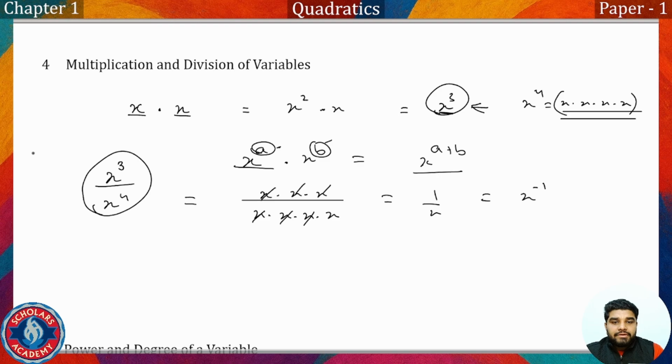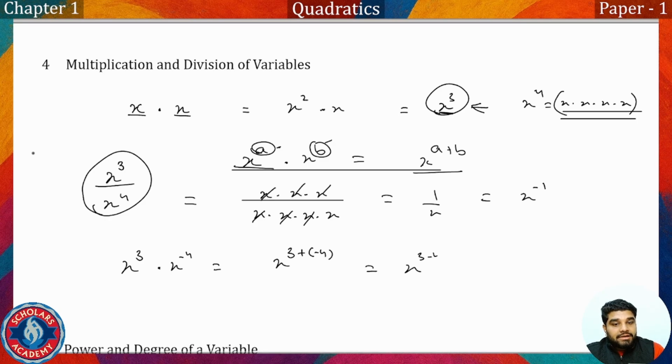This is the normal way of doing it, but we can't do this every time. So it's better to do what? Take x to the power 3 and shift this x to the power 4 to the numerator, and we'll change the power to -4. So x to the power -4. This will leave us, by applying again this formula, x to the power 3 plus -4, which gives x to the power 3 minus 4, which is x to the power -1. Okay, I hope this is clear. Multiplication and division of variables.